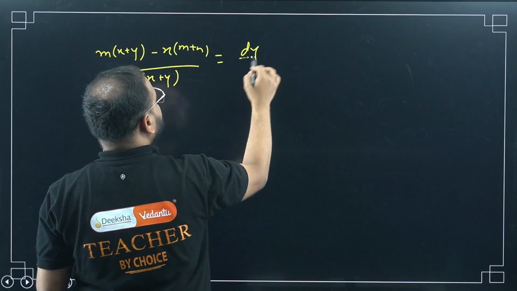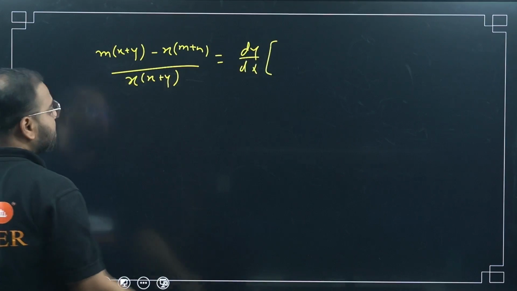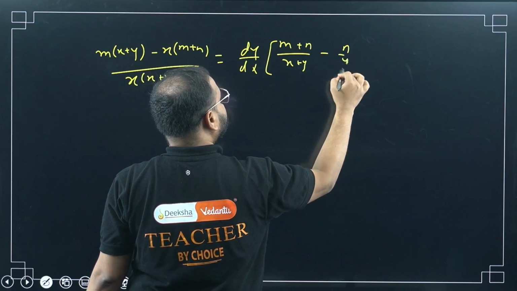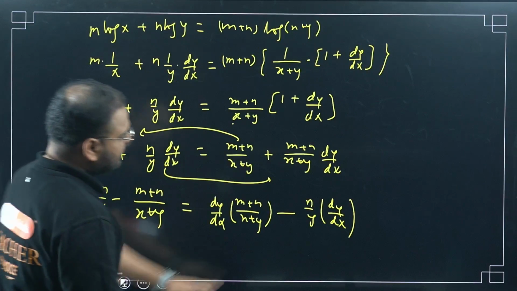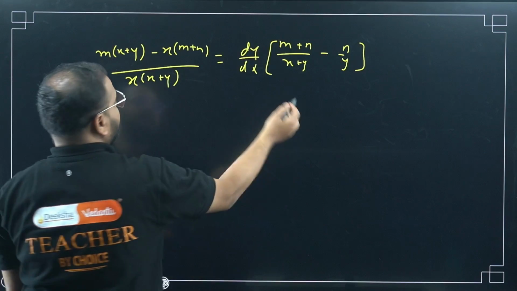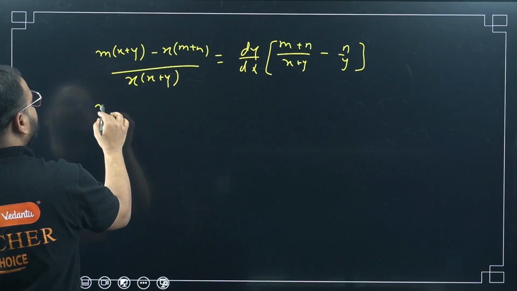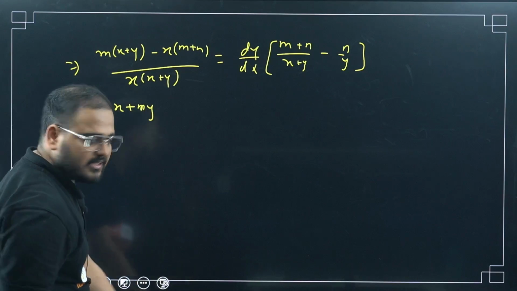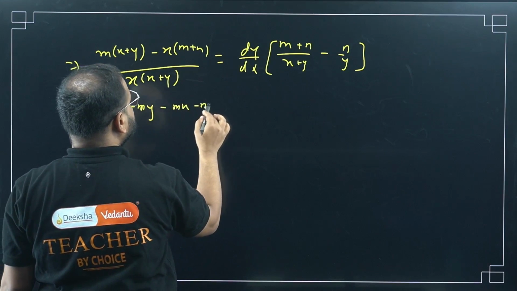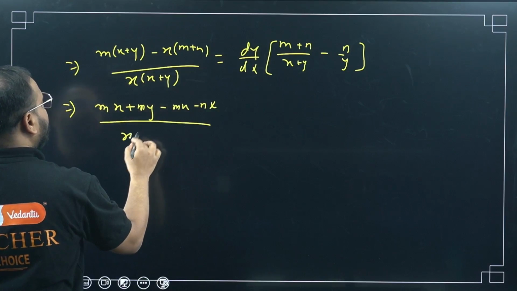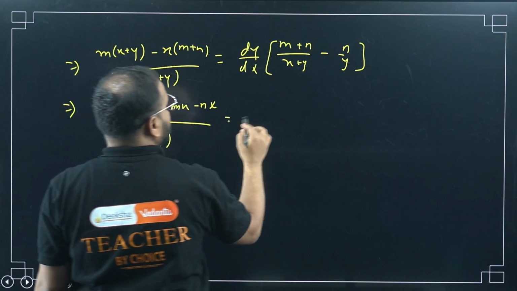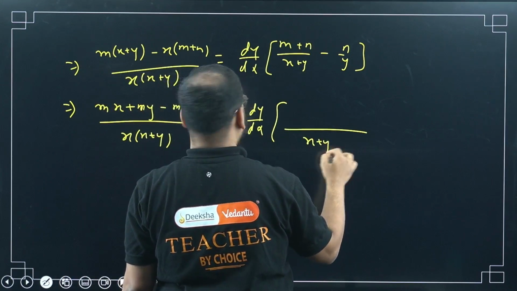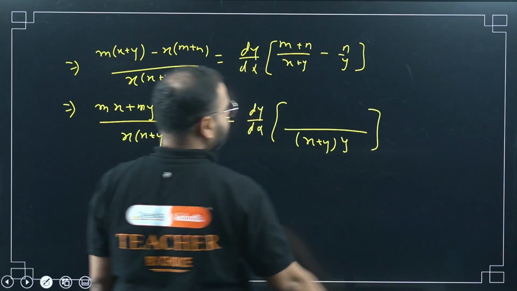Take dy by dx common first. What is left now? n by y, m plus n upon x plus y. Correct, sir. Okay. Just expand here. I'll get mx plus my minus mx minus nx upon x times x plus y. Take again here also the same thing. I'll take the LCM as x plus y times y.